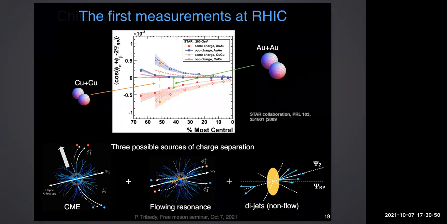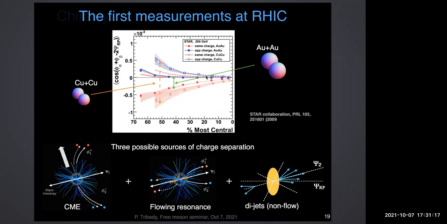Now I'm talking about the first measurement at RHIC. The first measurement at RHIC was done for this gamma observable. Here we are not showing the difference, but the individual opposite sign and same sign. This is the observable represented as a function of centrality. There is 0. Note that. That's the first thing you should note. And then there are a bunch of curves.